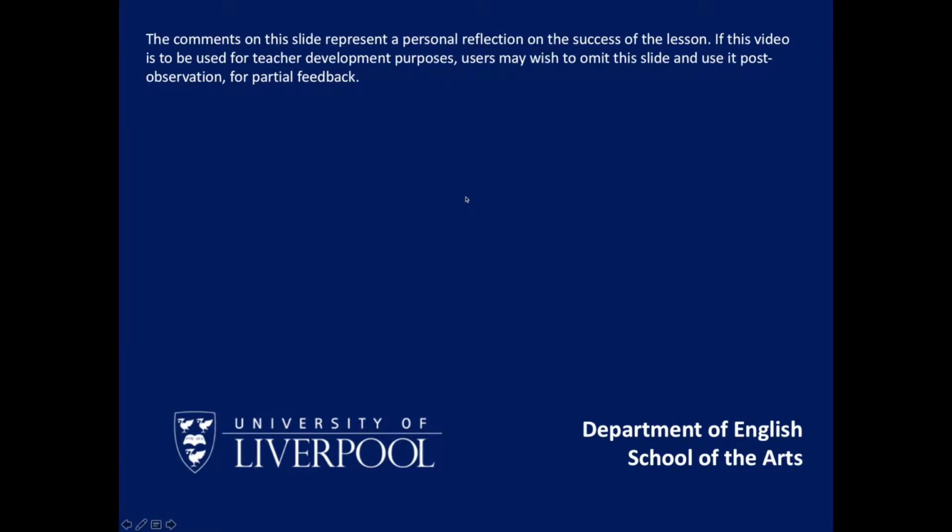The comments on this slide represent a personal reflection on the success of the lesson. If this lesson is to be used for teacher development purposes, users may wish to omit this slide and use it post-observation for partial feedback.